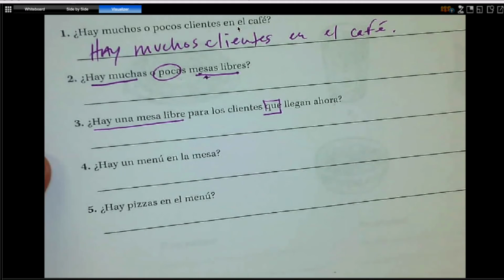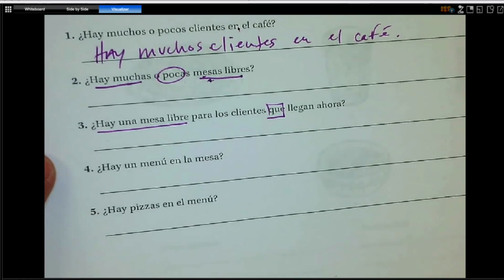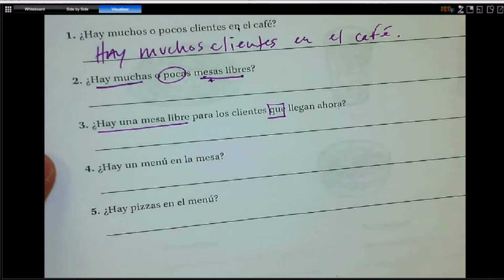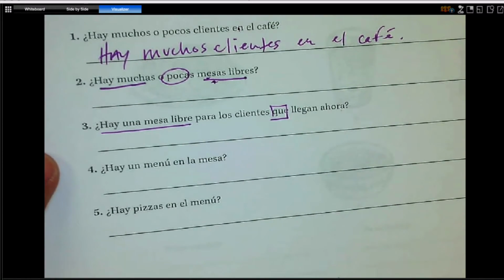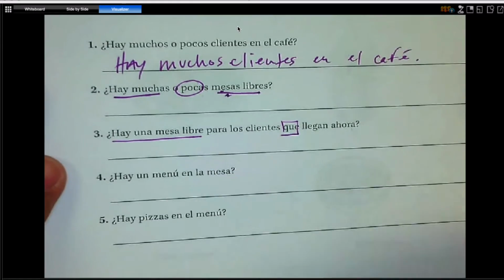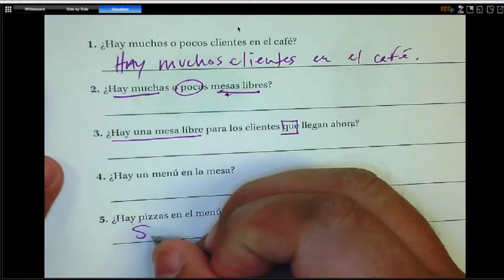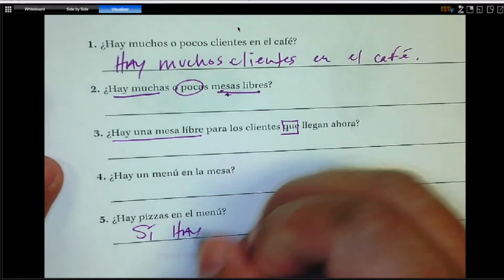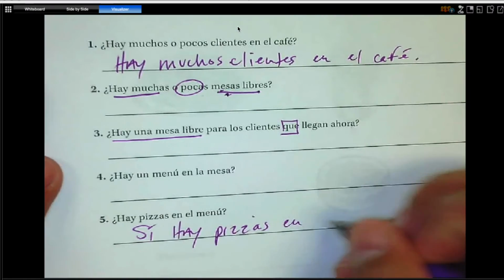And 4, ¿hay un menú en la mesa? Is there a menu on the table? Yes, there is a menu on the table. And 5, ¿hay pizzas en el menú? Yes, there are pizzas on the menu. How would you answer that? Okay, using the examples. So let's do this one here. I'll do number 5 for you. Are there pizzas on the menu? Yes. There are pizzas en el menú.